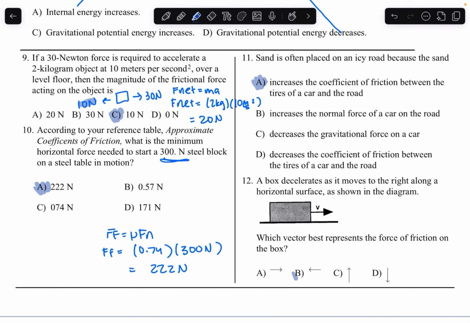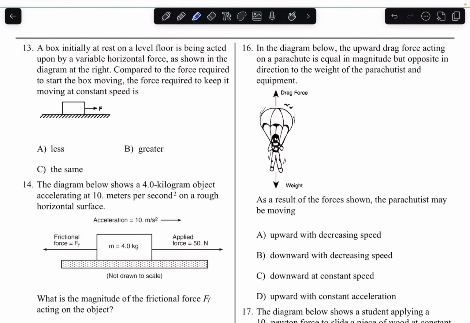So this is going to be B. This is what force of friction would look like. So if we look here, remember that the vector of FF is opposite to the box's motion. So since the box is moving this way, it's just going to be the opposite of that.